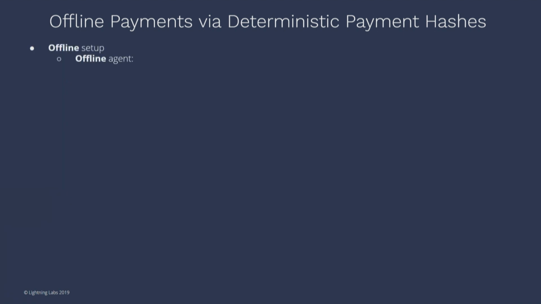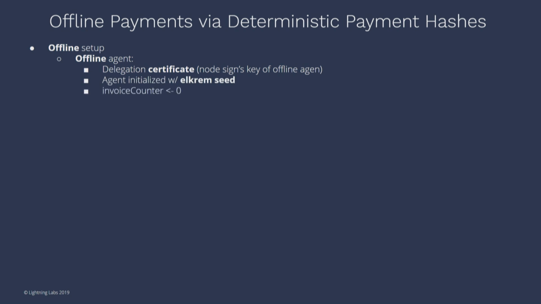Cool. All right, so now let's put everything together. So first we have our offline setup in this offline agent. Initially it's going to have this delegation certificate from the node itself. It's going to be initialized with an algorithm seed. This is an important step. It's going to set this invoice counter to 0. This is its running state of the number of invoices it's generated over its lifetime.